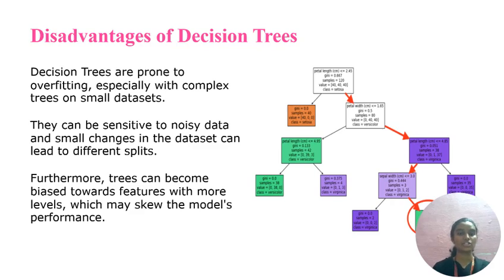The disadvantages of decision trees. Decision trees are prone to overfitting, especially with trees on small data sets.